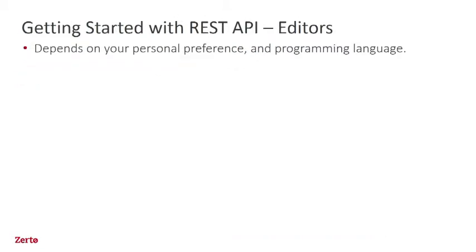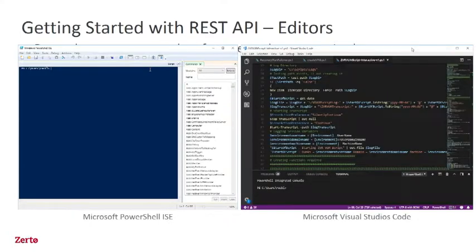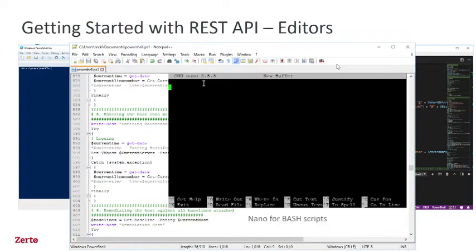So REST API editors, again, if you're using REST inside of a PowerShell, you can use ISE. You can use Visual Studio Code. You can use Notepad, or if you're on Linux, my personal favorite, Nano. I know everybody else probably uses Emacs or something, but again, it's whatever you want to use. Emacs? Yeah. So again, old school. You're older than I am.